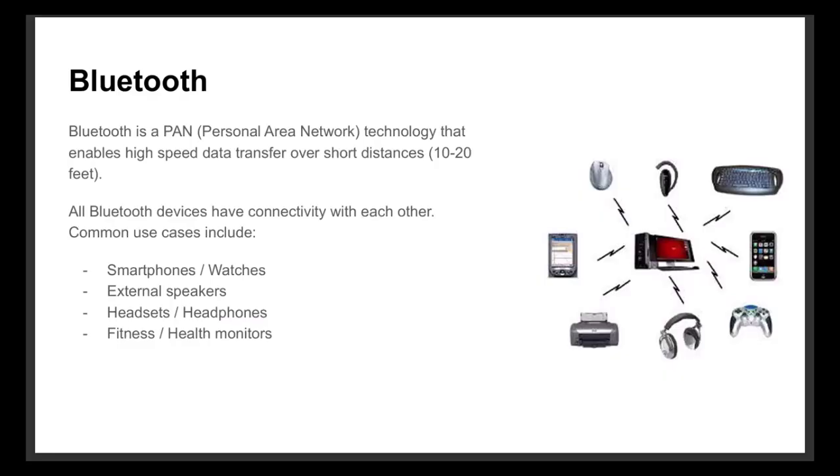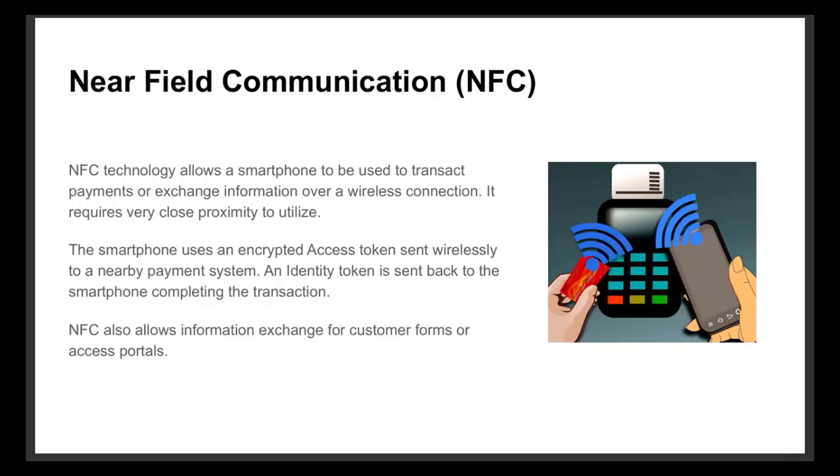Some commonly used devices with Bluetooth pairing are smartphones, external speakers, headsets and headphones, as well as fitness and health monitoring devices. Another wireless network connection type is NFC, Near Field Communication. NFC technology is used in our mobile devices and smartphones. It allows us to establish a wireless connection over a very close proximity. Typically, your NFC connection range will be a couple feet or maybe 1 meter.